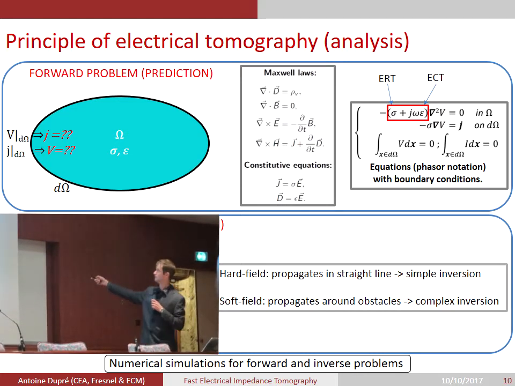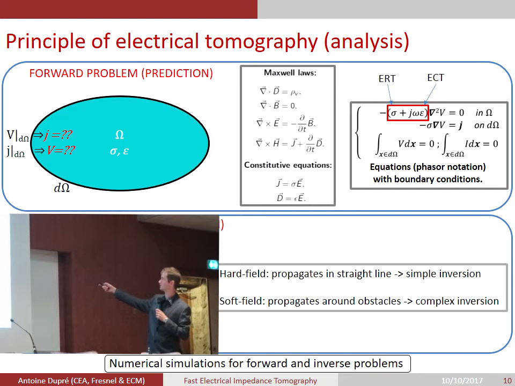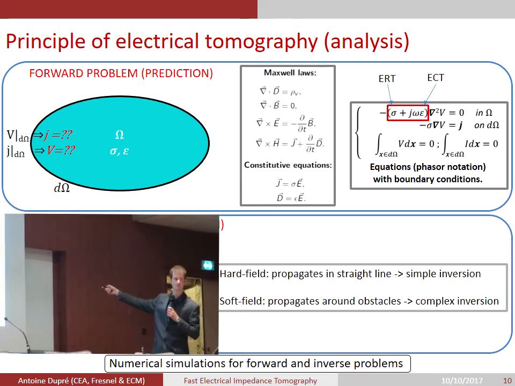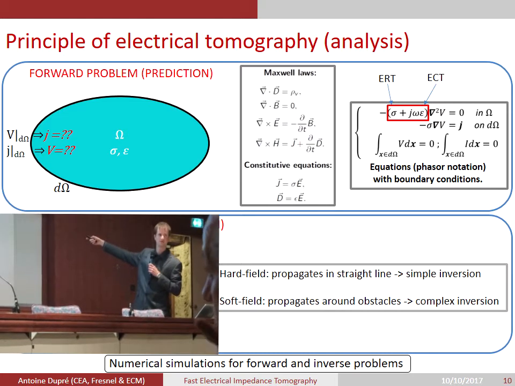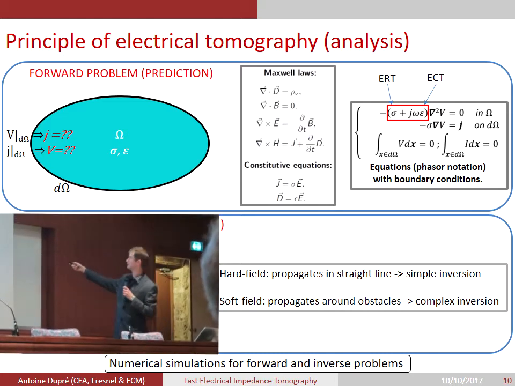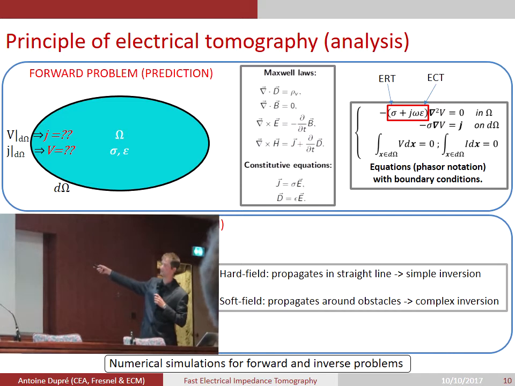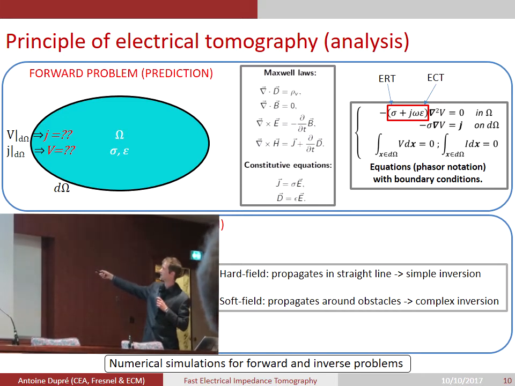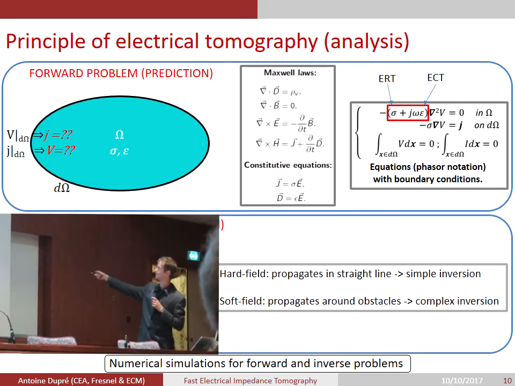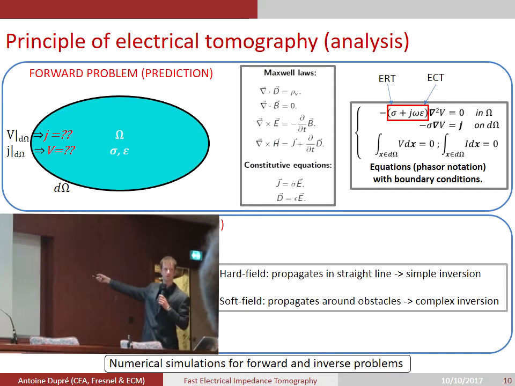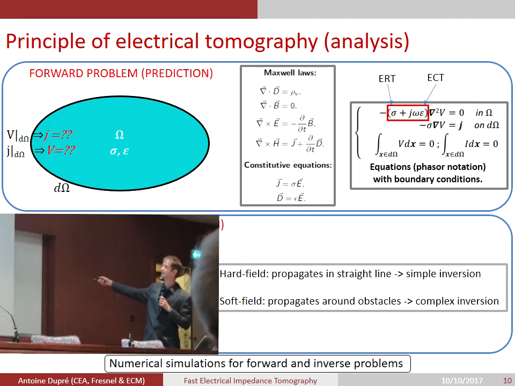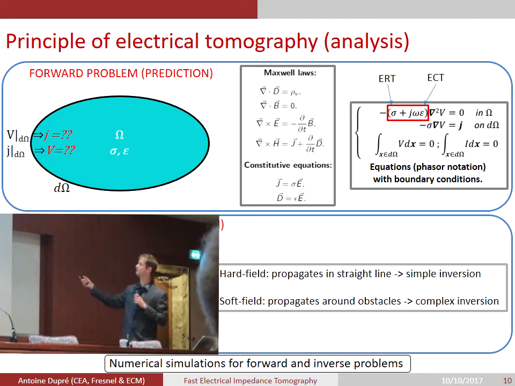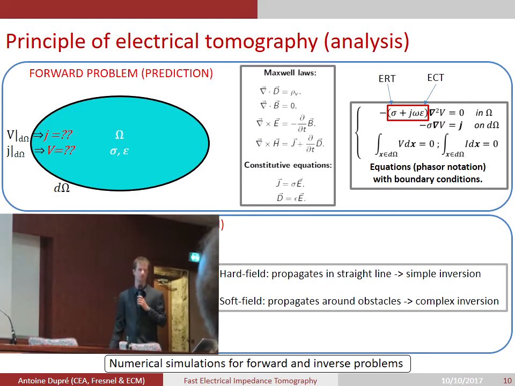It turns out that they are similar for resistance tomography and capacitance tomography. The only difference is in that term that is called the complex impedance. Its real part is driven by the conductance of the object, and its imaginary part is driven by both the frequency and the dielectrical permittivity constant of the materials. So that's the only difference, which is very weak in terms of signal analysis, between resistance and capacitance tomography.